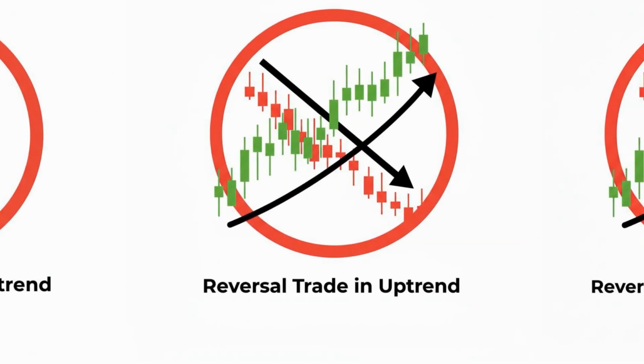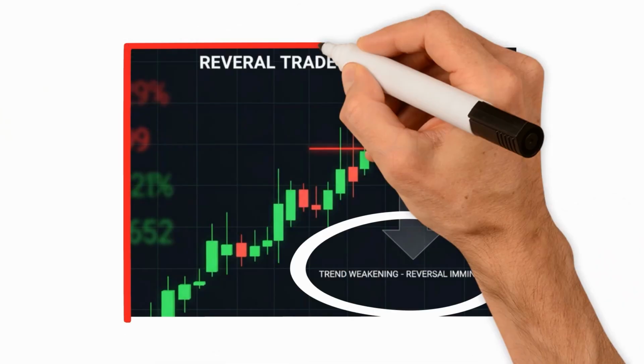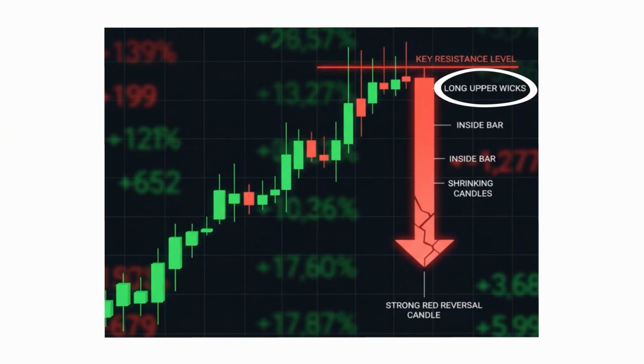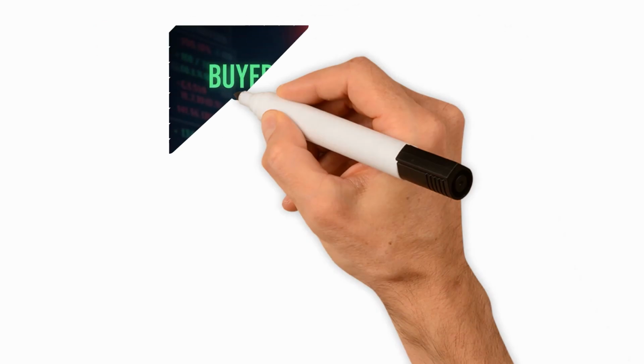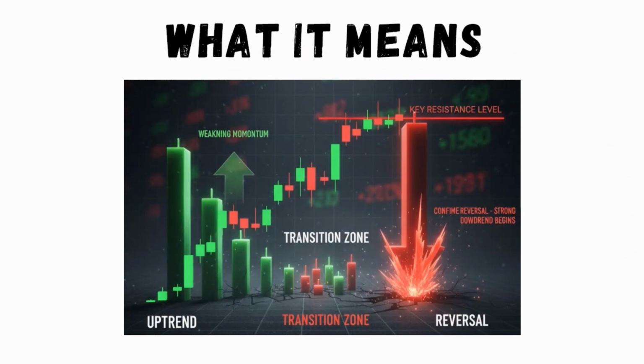Reversal trade in uptrend. This setup forms when price is trending upward but starts showing signs of exhaustion near resistance. You might see long upper wicks, an inside bar, shrinking candles, or a strong red candle after several green ones. These signs show that buyers are losing steam and sellers are stepping in. What it means: the uptrend is weakening and a trend reversal may be starting.